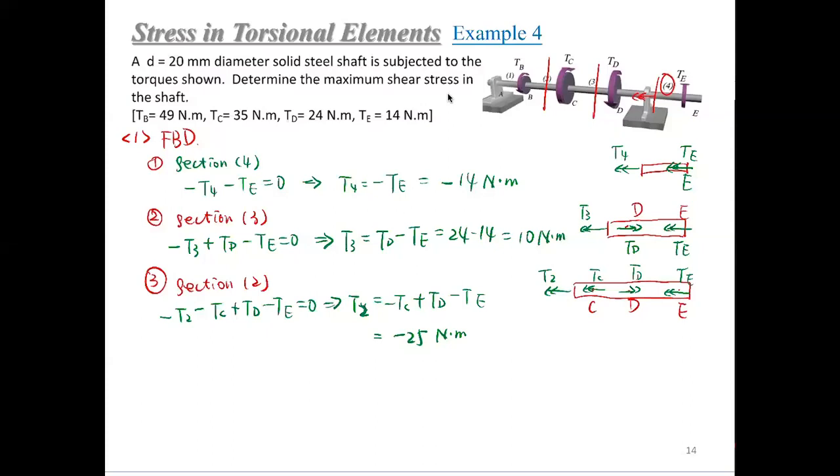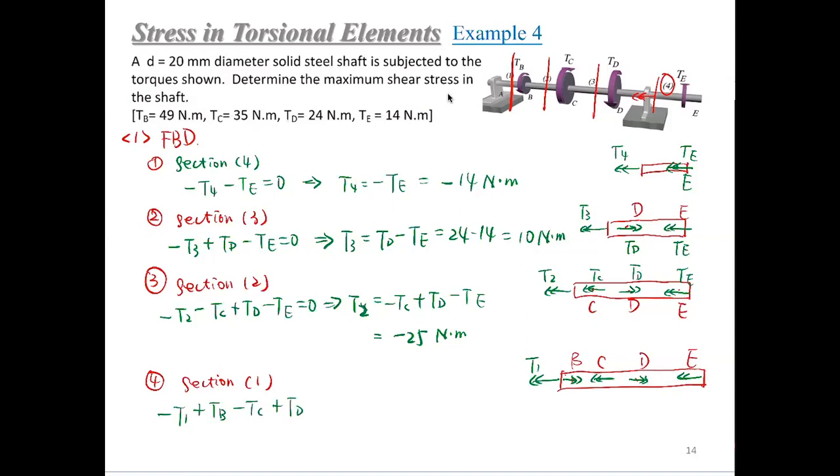And the last step, section 1. Section 1, just cut it here, make it free. So again, let's repeat this process. So you will have point B, C, D, and E. Here you will have many torques. It's the internal torque T1 and TB, by the right-hand rule. TB will be pointing right, C pointing left, D pointing right, E pointing left. So the long equation will be negative T1 plus TB minus TC plus TD minus TE equals 0. So here we can derive that T1 equals 24 Newton meter.